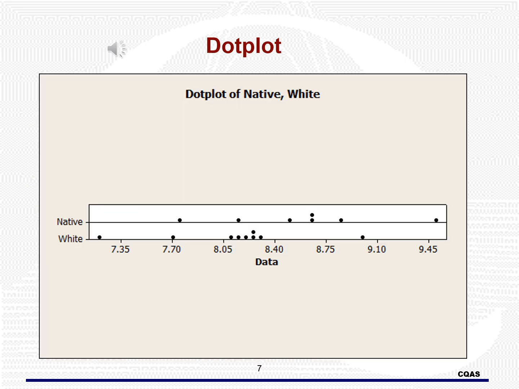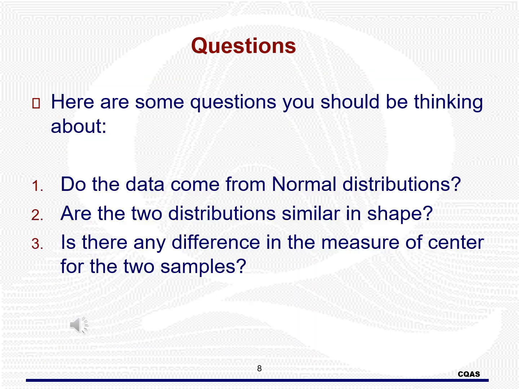Here is the dot plot. Recall that for these tests to work, we need the shapes of the distributions to be similar. So there are some questions that we should be thinking about at this point. Here are the questions that we should consider. Do the data come from normal distributions? Are the two distributions similar in shape? Is there any difference in the measure of center for the two samples?